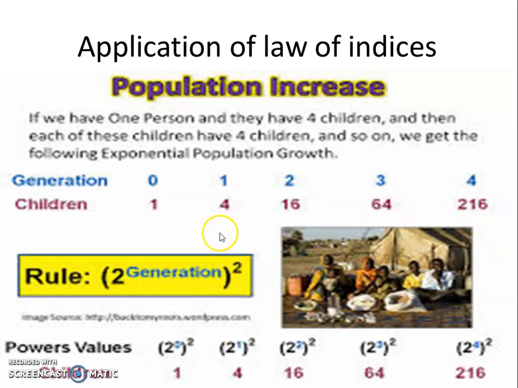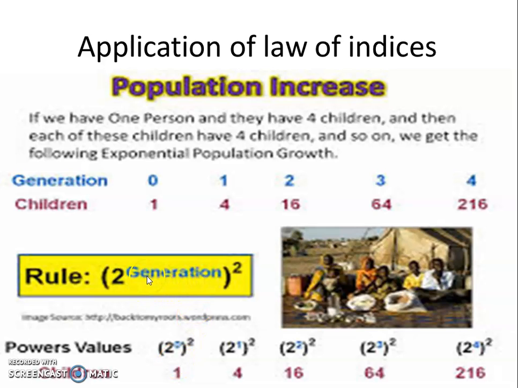Which rule is applicable here? I explain that. The rule is applicable here: (2 raised to generation) raised to square. Suppose 2 is fixed, bracket raised to 2 is also fixed because it is in multiple form. So for generation 0, (2 raised to 0) raised to 2. What does this give? 2 raised to 0 is 1 and 1 squared is obviously 1.